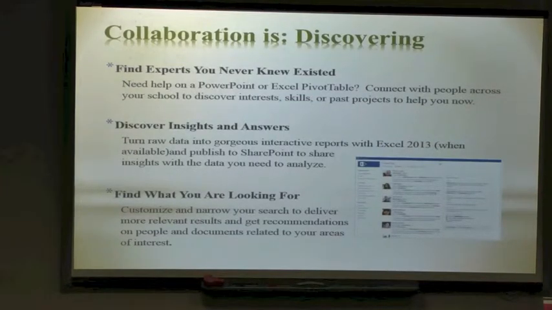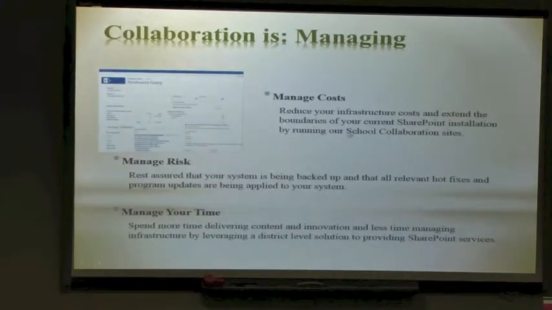Finding what you're looking for is the search. And the search in 2013 has improved over the search in previous versions of SharePoint. A lot of the search is related to using metadata, and we'll talk about metadata in more detail later. Metadata is sort of a paradigm shift, and you'll see what we're talking about when we get into more details about it. Managing costs.